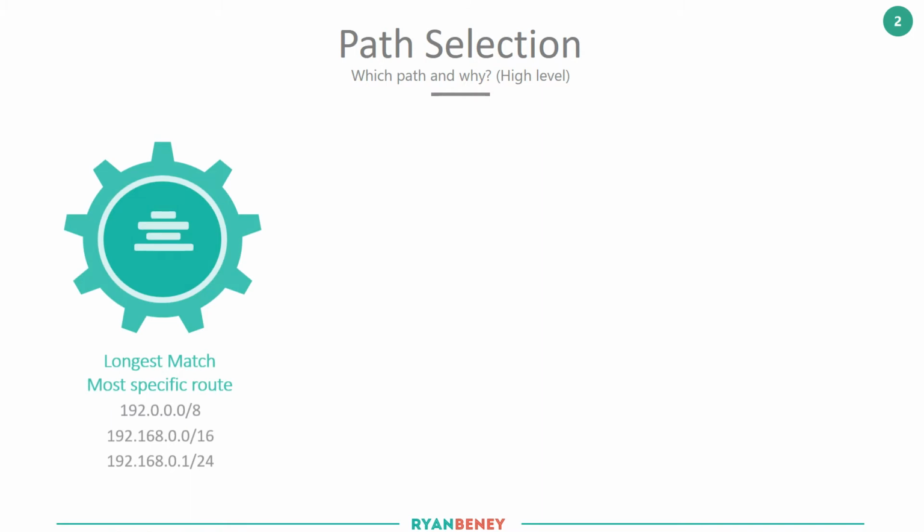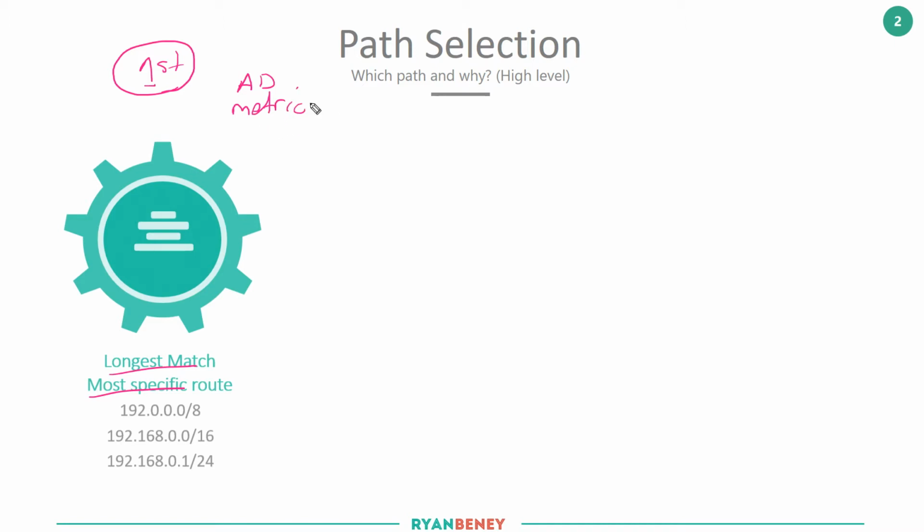First of all, we need to understand the first decision that the router makes in order to find the best path. That is what we call the longest match, or most specific route. The reason this is the first decision is because the router will always prefer the longest match or most specific regardless of the administrative distance and regardless of the metric.